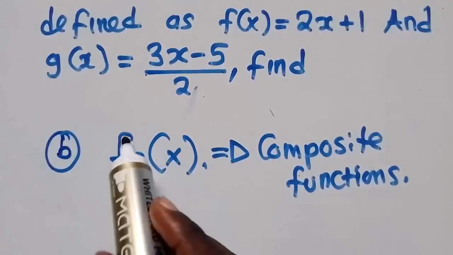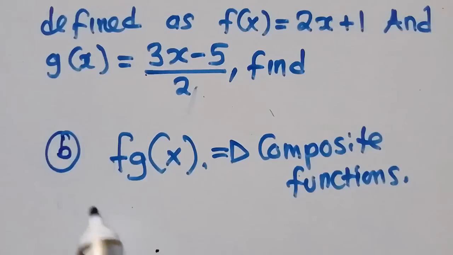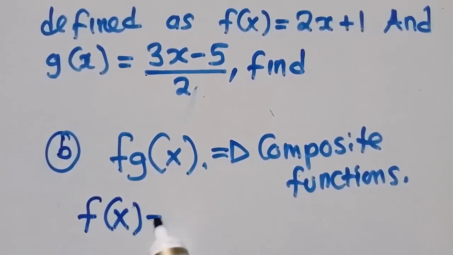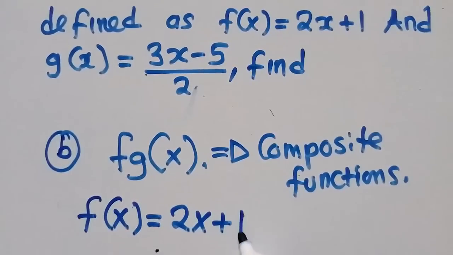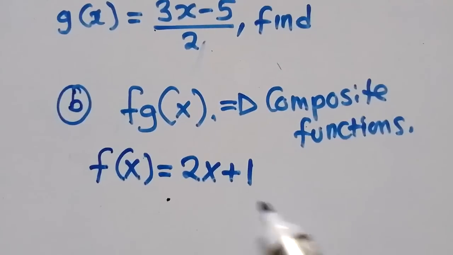So the first one which is given is f. We are going to start with f. What is f of x? f of x is equal to 2x plus 1. This is what you are given. Then the next question, what are you told?